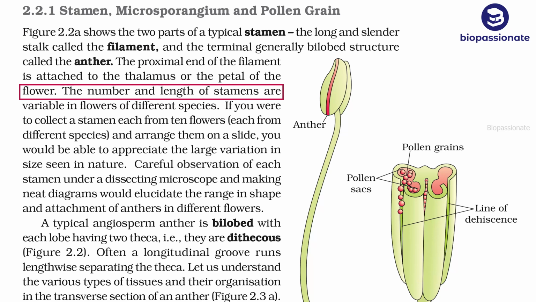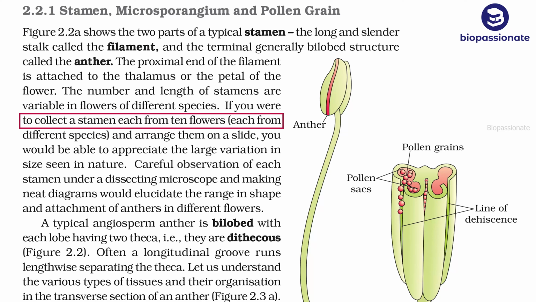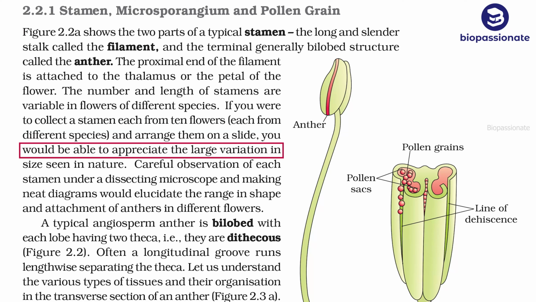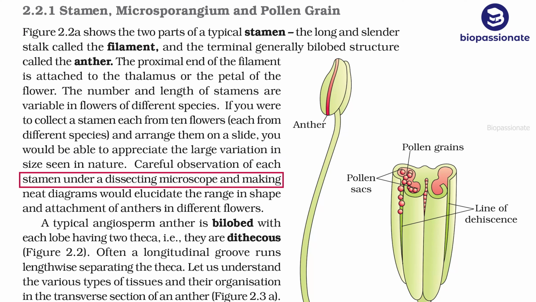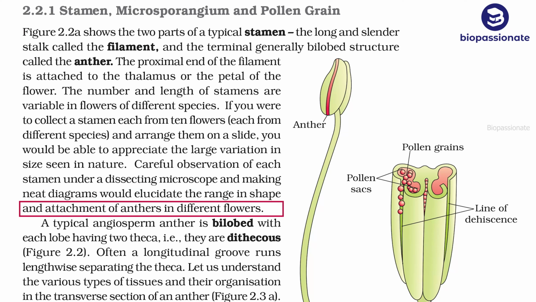The number and length of stamens are variable in flowers of different species. If you were to collect a stamen each from 10 flowers, each from different species, and arrange them on a slide, you would be able to appreciate the large variation in size seen in nature. Careful observation of each stamen under a dissecting microscope and making neat diagrams would elucidate the range in shape and attachment of anthers in different flowers.